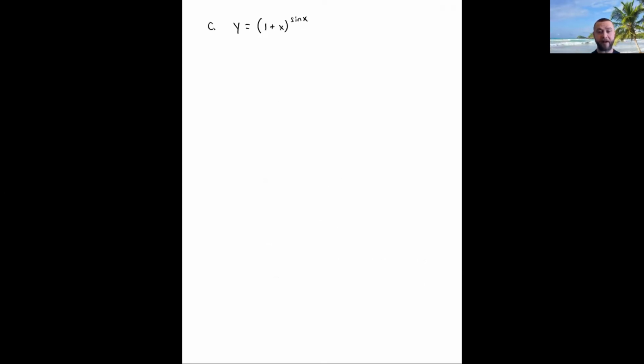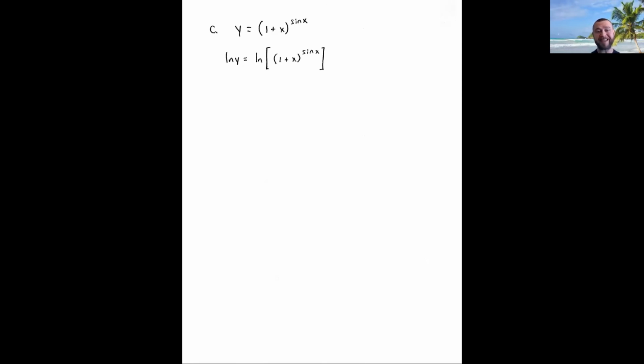All right, and for our final example, part C, this was our complicated exponential function, 1 plus x raised to the sine of x power. Now this is an interesting example. None of our previous rules, basic product rule, quotient rule, or chain rule would work to find the derivative of this function. So with logarithmic differentiation, we now get a way to find this derivative.